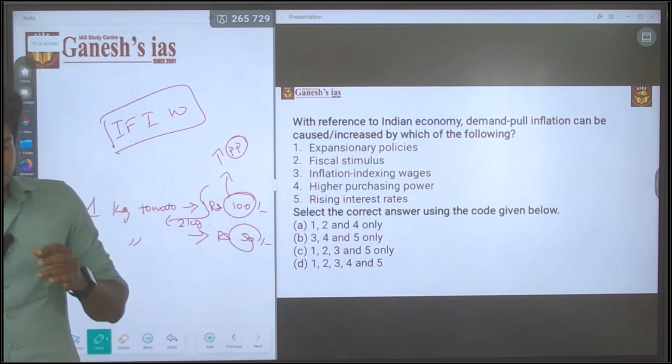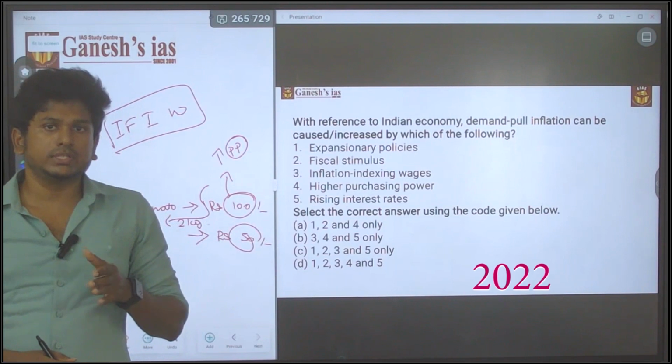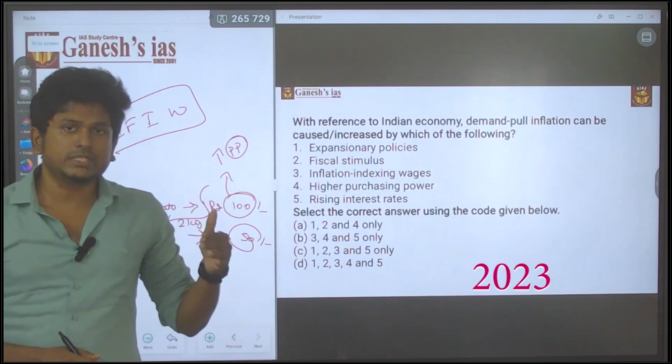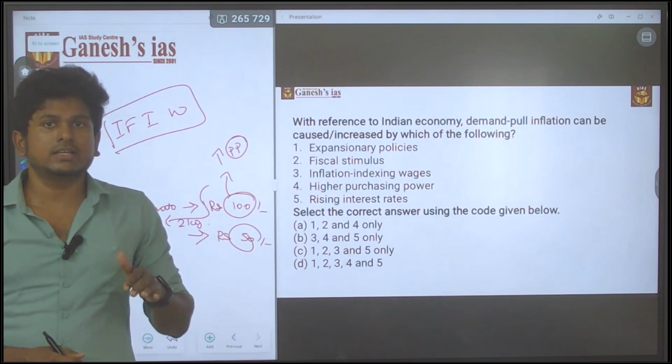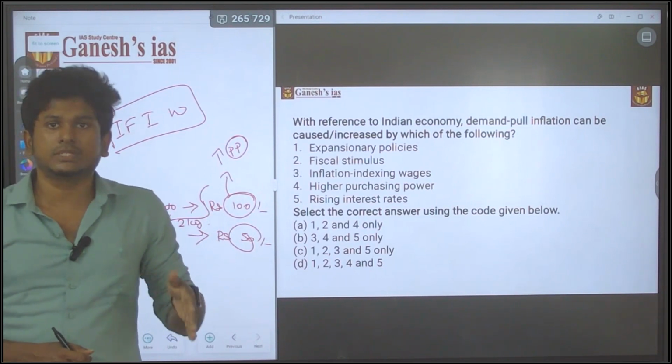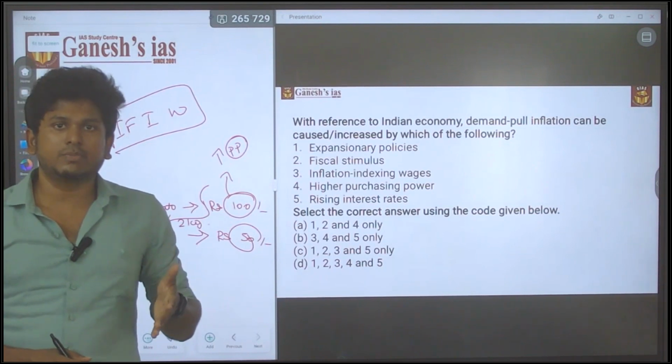See, after 2021, 2022 and 2023, the questions from the static part have much reduced. But we can't say that there won't be any question from the static part. Still, there are certain things they may ask from the static part.